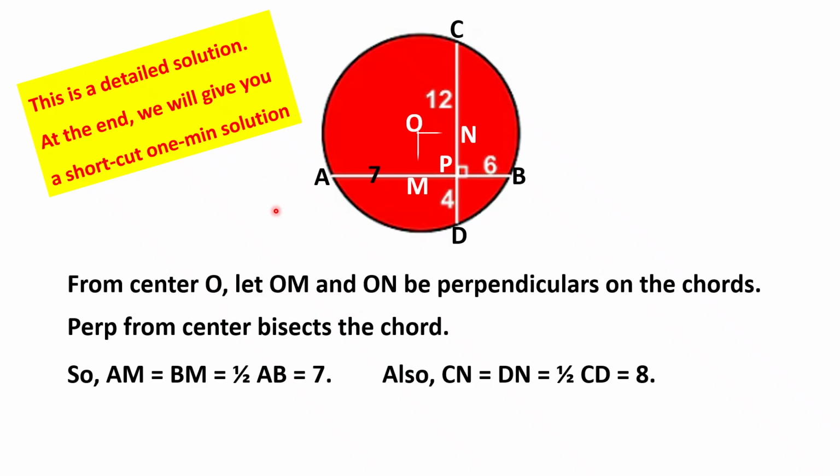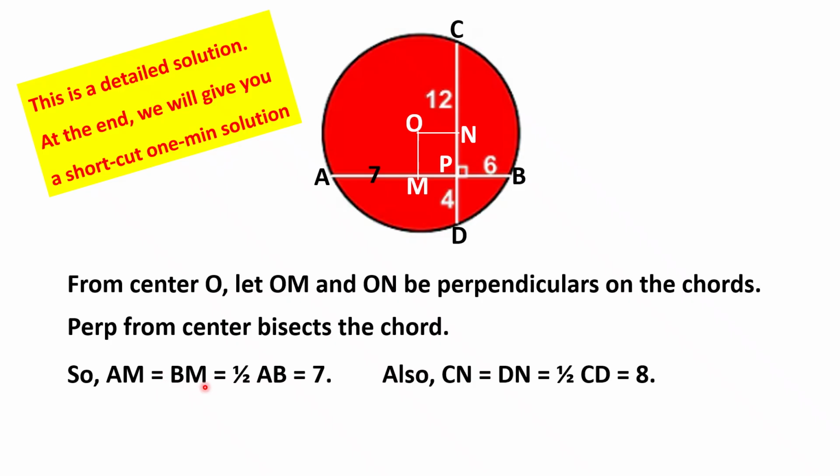Now O is the center of the circle. From center O, we are drawing OM and ON perpendiculars on the chords. OM is perpendicular on AB and ON is perpendicular on CD. Now a perpendicular from the center will bisect the chord. So M is the midpoint of AB and N is the midpoint of CD. Chord AB is bisected by OM, so M is the midpoint. Chord CD is bisected by ON, so N is the midpoint.